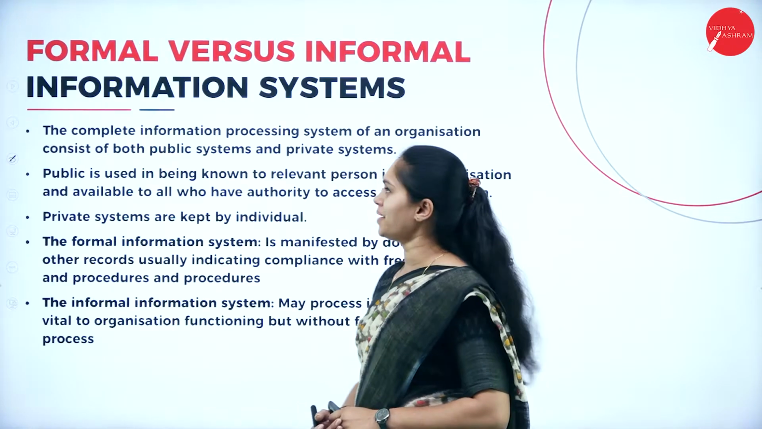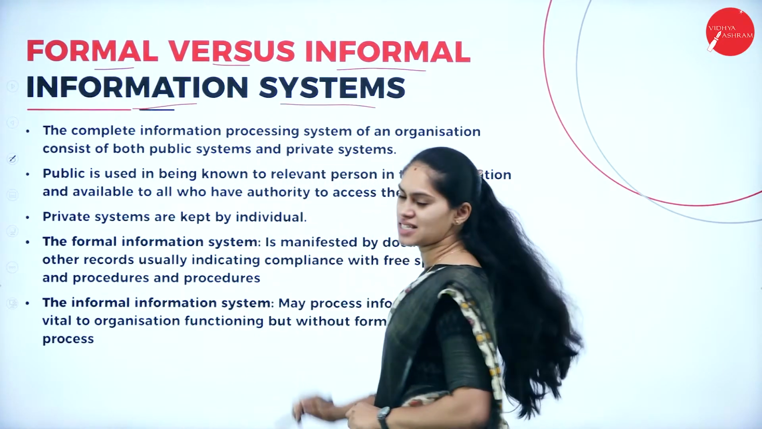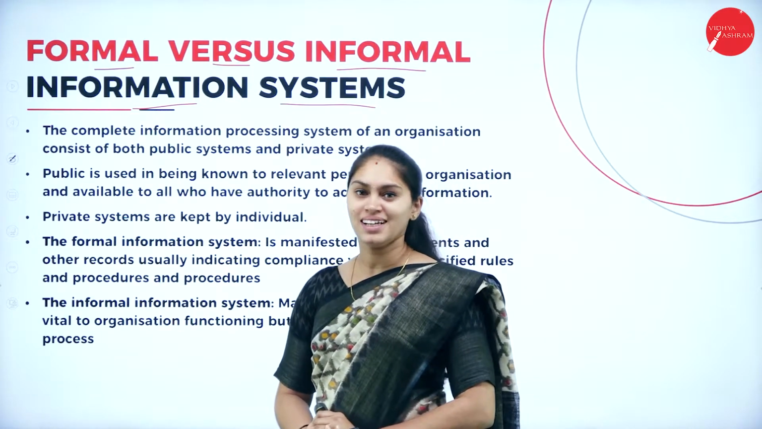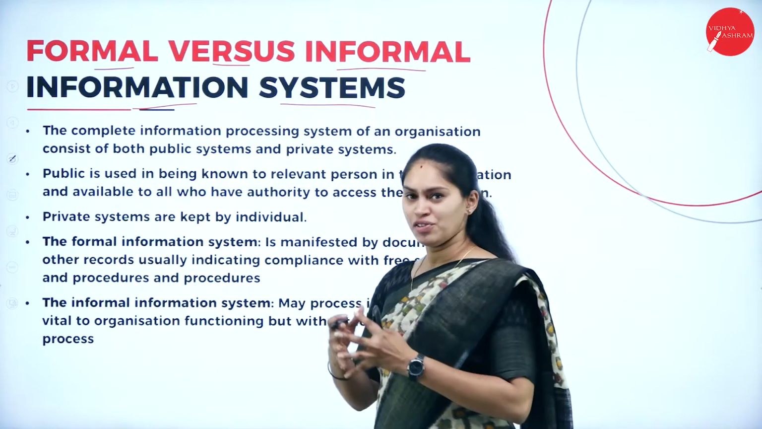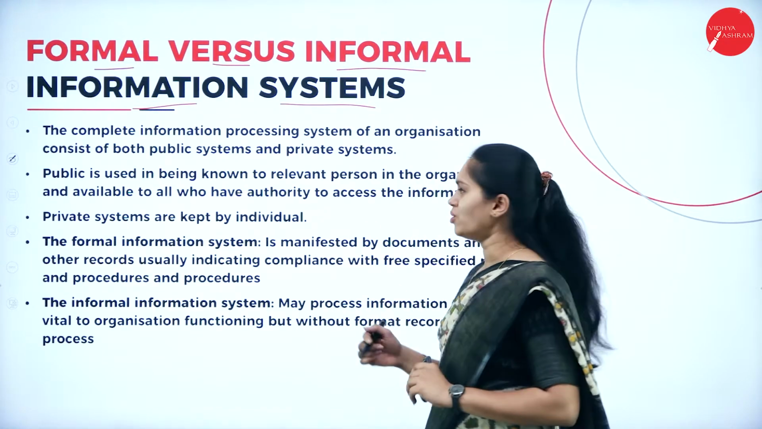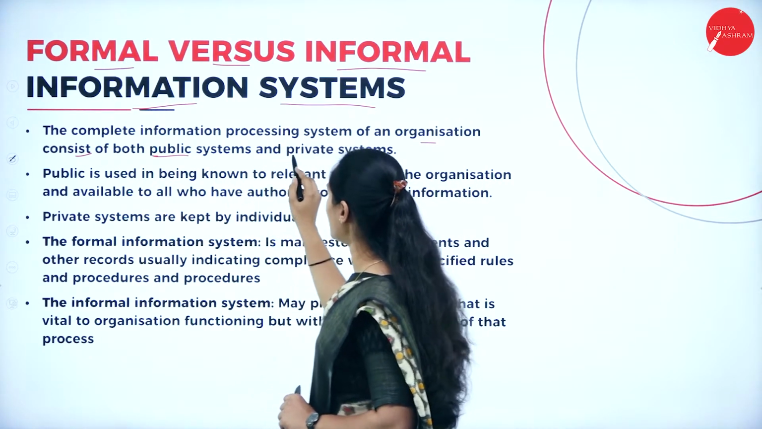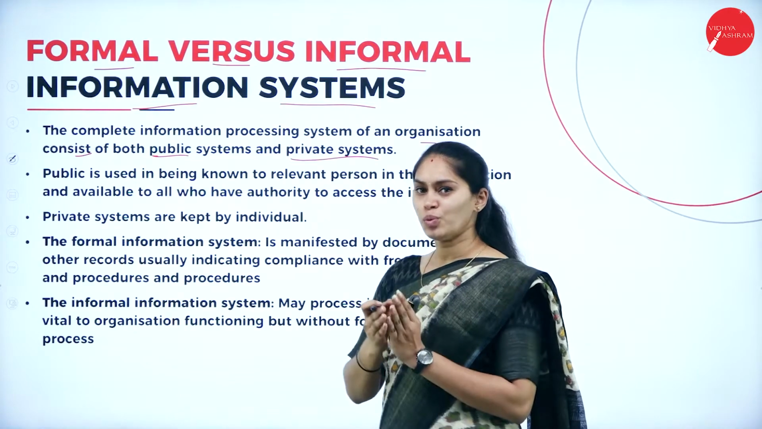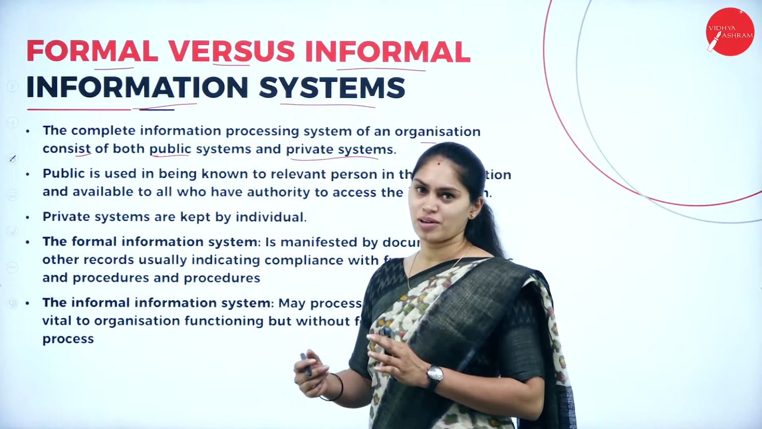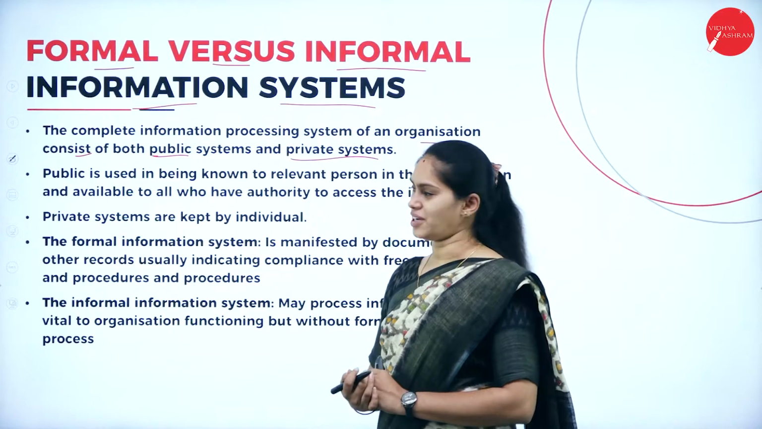We'll see the next topic, that is formal versus informal information systems. When can I say an information system is formal or informal in nature? We'll see now. If you consider the information system or information processing system, it mainly consists of both public systems and private systems. Within the public and the private system, we can have both formal and informal kinds of information systems.